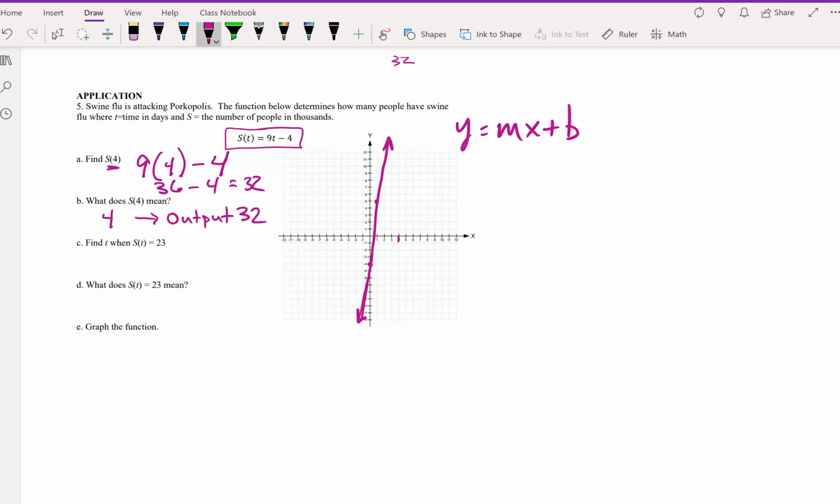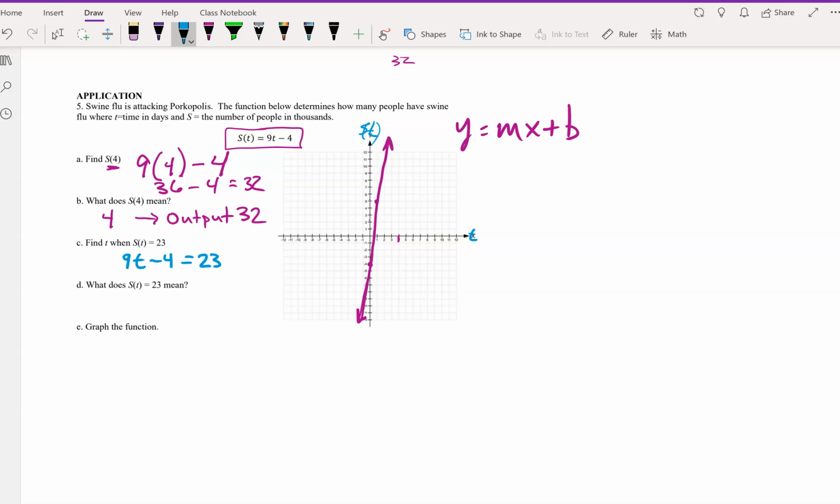Okay, so this is an outside situation right here. Find t. So this is kind of going to be our t value. This is going to be our s of t up here on the y-axis. We're going to actually plug a 23 into what the output would be. So we're going to have 9t minus 4, and this time the output is 23.